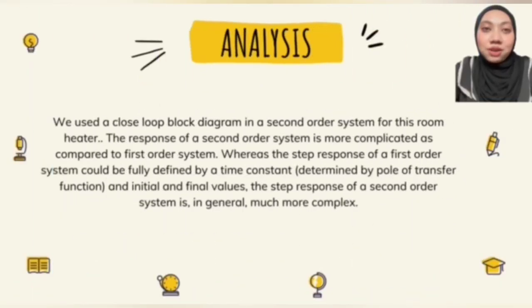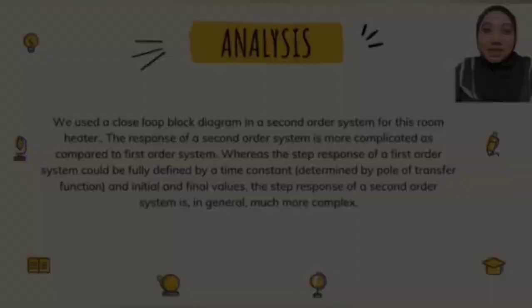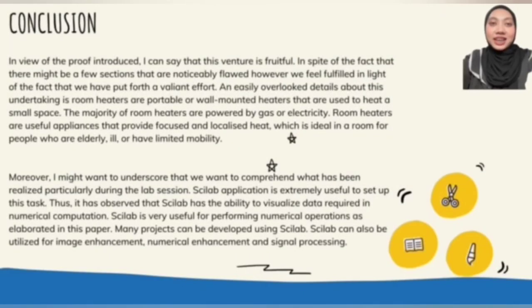We use a closed-loop block diagram in a second-order system for this room heater. The response of a second-order system is more complicated compared to a first-order system, whereas the step response of a first-order system could be fully defined by a time constant determined by the pole of the transfer function and the initial and final values. The step response of a second-order system is in general much more complex. In view of the proof introduced, I can say that this venture is fruitful. Although there might be a few sections that were noticeably flawed, we are satisfied because we have put forth a valiant effort.